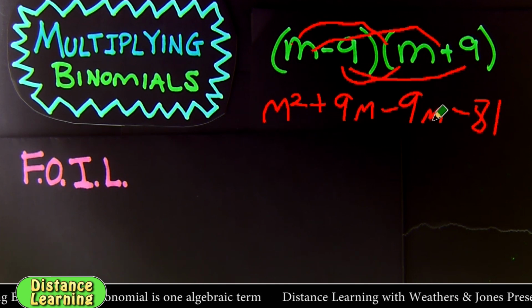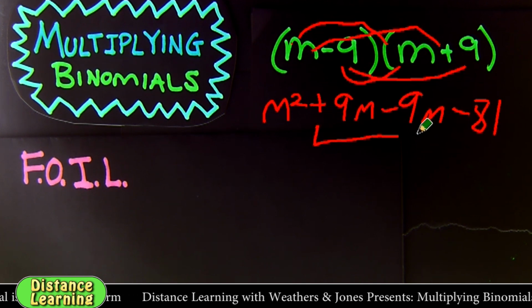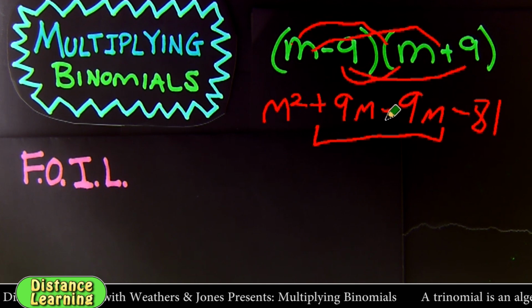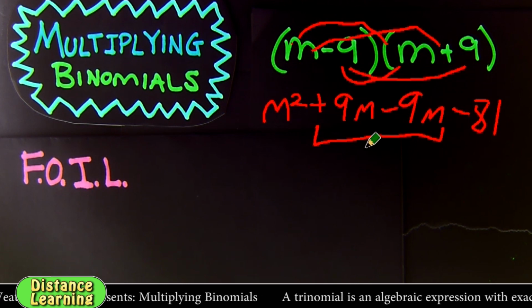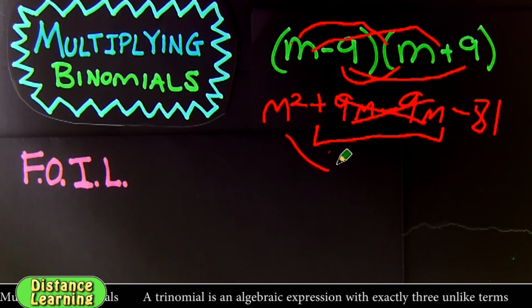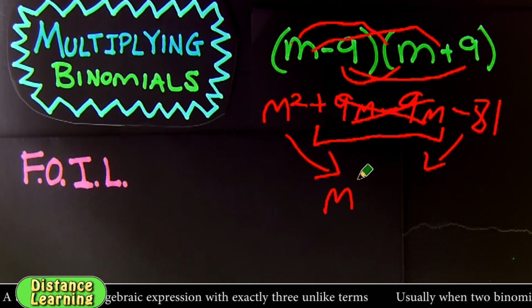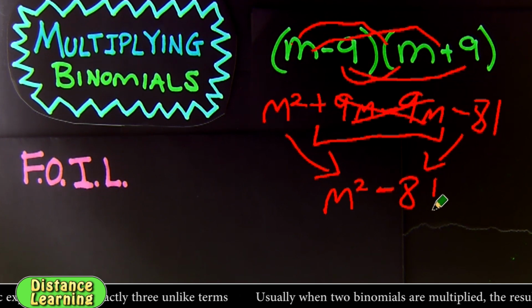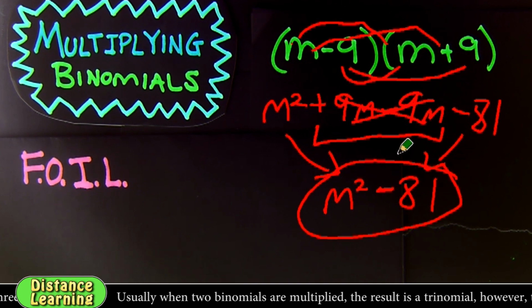Now, last time we had 3 terms in our answer, but if we look, our like terms cancel each other out this time. We have a positive 9m minus 9m. So they're going to make 0. They're going to cancel each other out. So we bring down what's left. And we have m squared minus 81. So this time we'll only get 2 terms in our answer.